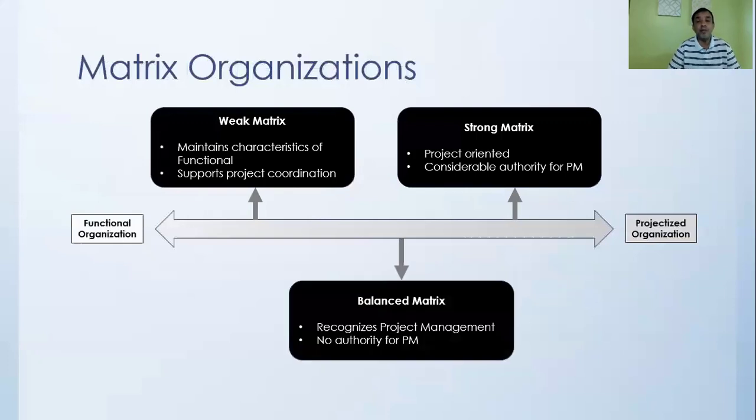And then if it's a balanced matrix, it's somewhere in between. It is not as weak, not like the weak matrix where it is more or less a functional organization. It has the characteristic of running projects, that it can run projects and recognizes project management. But the authority that is given to the project manager is not like the project-oriented organization or the strong matrix, and not much authority is provided to the project manager here in the balanced matrix.